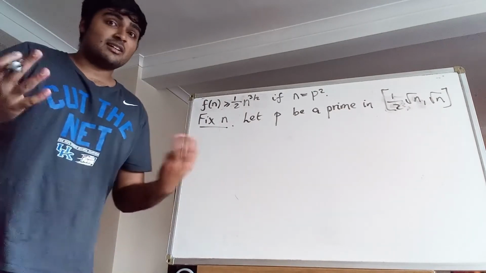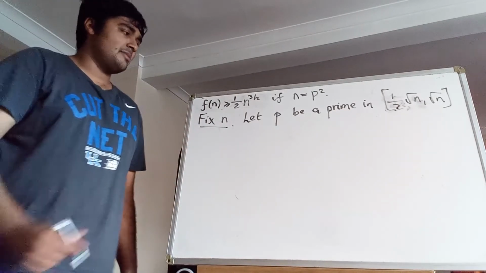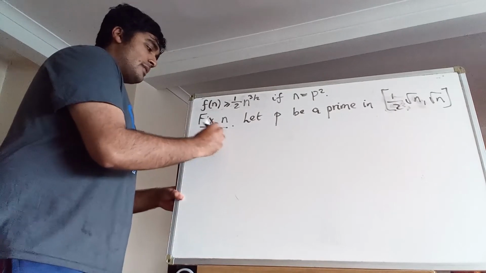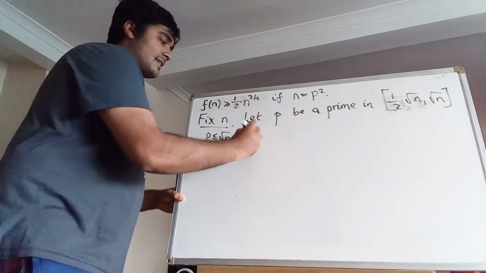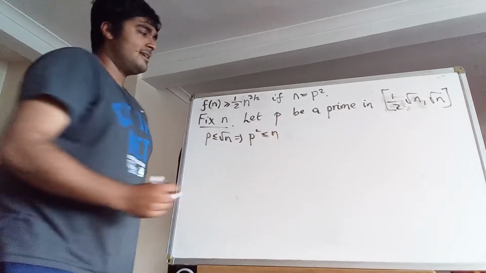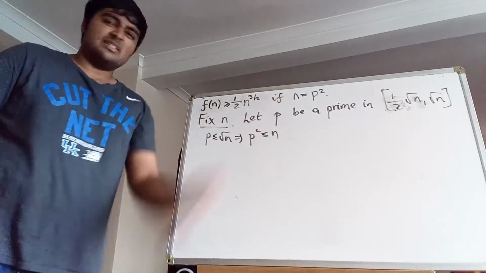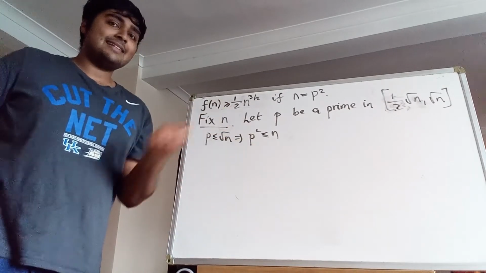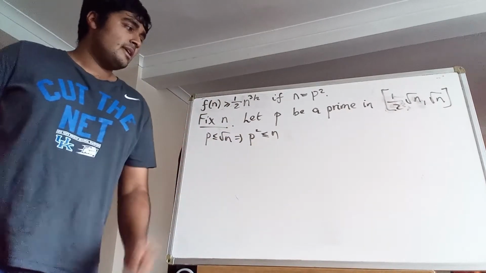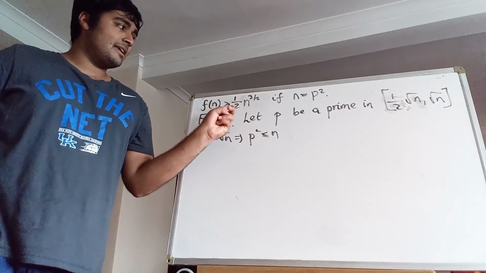Now we're just going to follow on with the same argument. We know that p is less than or equal to root n, so certainly p squared is less than or equal to n. And of course, if p squared equals n, i.e. p equals root n, then we're done. And if p squared is strictly less than n, we're going to do the case we had up here.